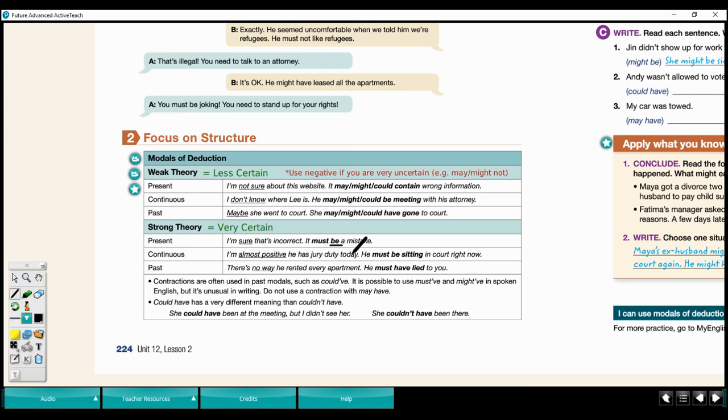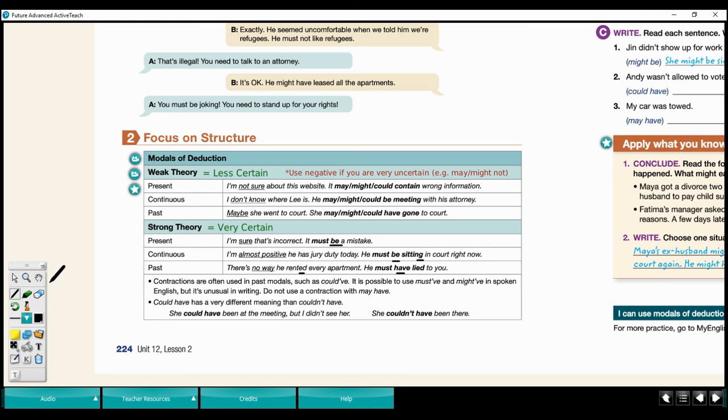I'm almost positive he has jury duty today. He must be sitting in court right now. Again, modal, base verb, and then the present continuous participle, ing. In the past, there's no way he rented every apartment. He must have lied to you.